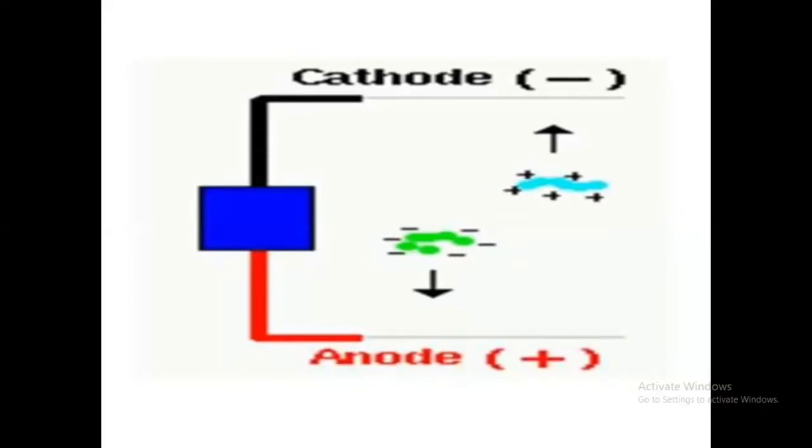Remember, between this cathode and anode, what you have to do? You have to apply the electrical field. Then only separation will happen. If you are not applying electrical field, there is no migration. If migration won't happen, you can't separate the charged particles.